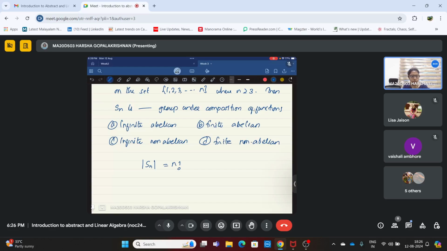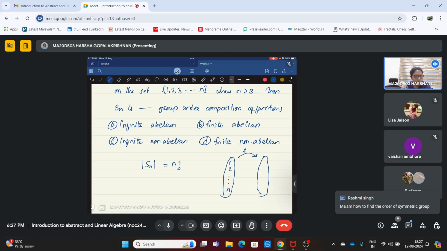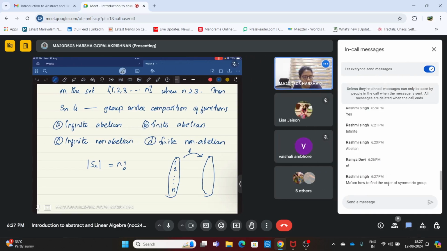Let me very quickly explain why it comes out that way, so it will be easy for you to remember. What we need to find is the number of bijections. Sn means the number of bijections. How to find the order of the symmetric group? Order means it is finite, right? That is what you are asking, right? You are asking why it is finite, isn't it?